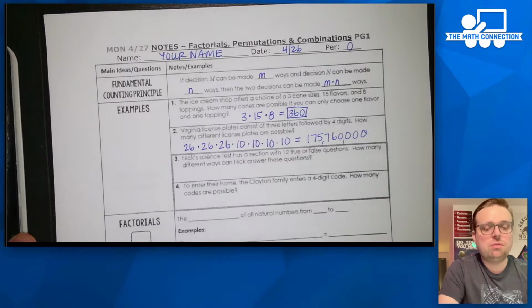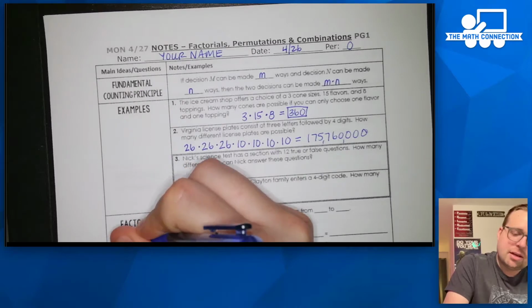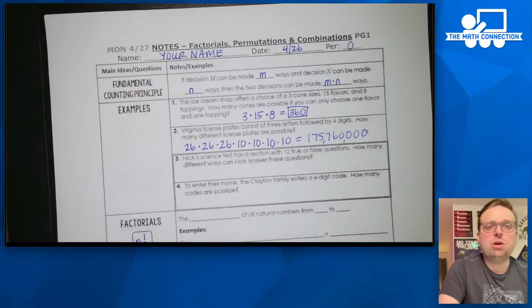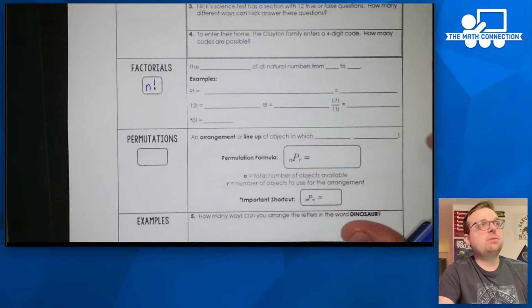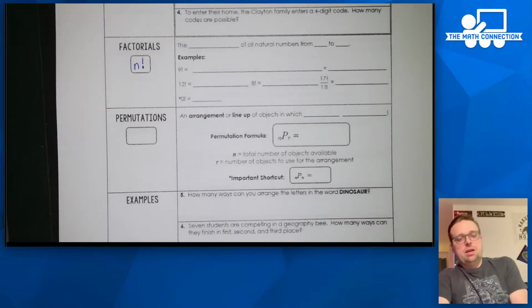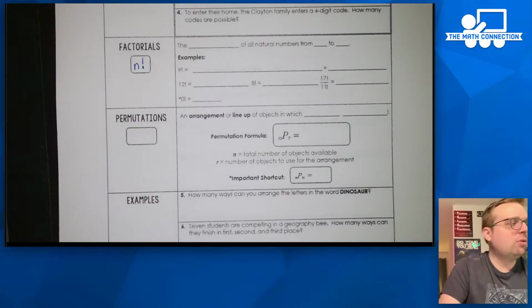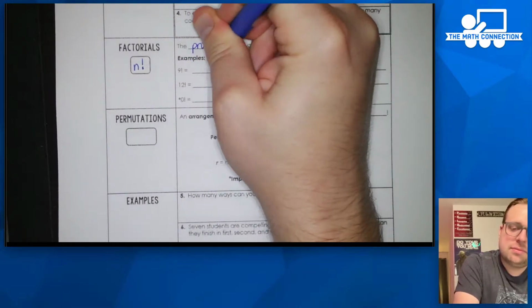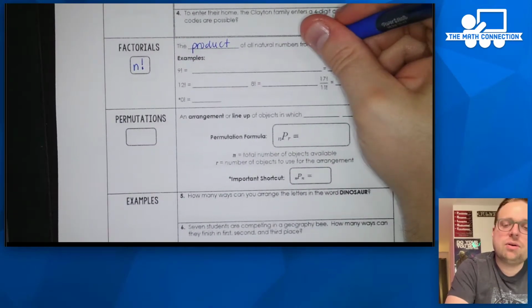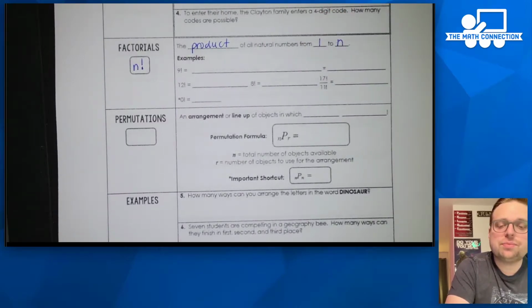You may have heard of this before. It's the exclamation point symbol. So it's some number and then an exclamation point will follow it, okay? And that is what a factorial is. I'm just going to roll this paper up so we can see everything. Okay, so let's see. The factorial tells us basically the product of all natural numbers that go from 1 up to n, okay?